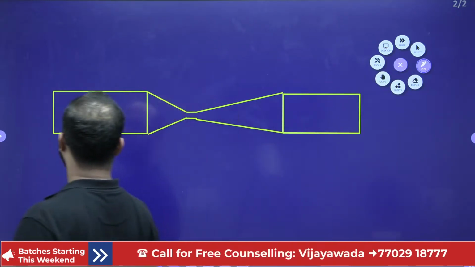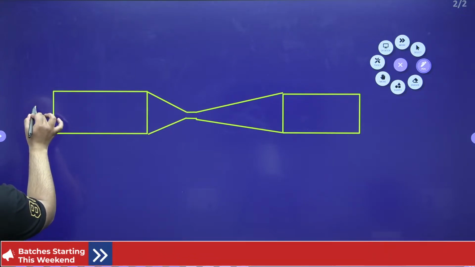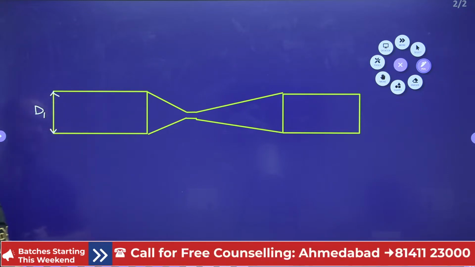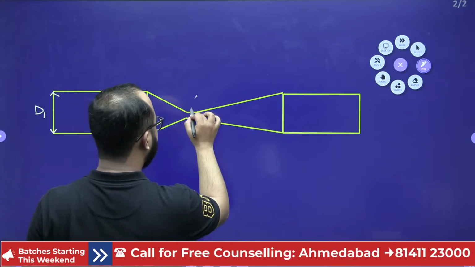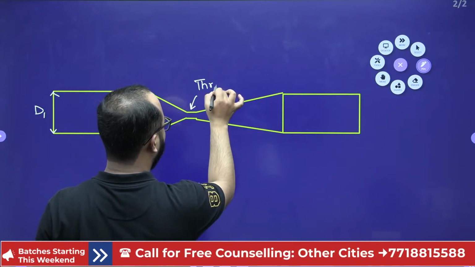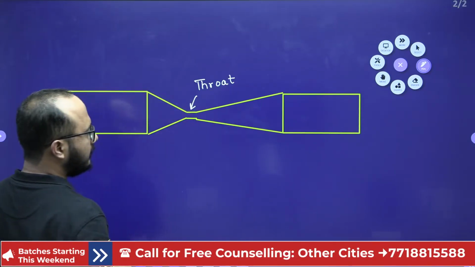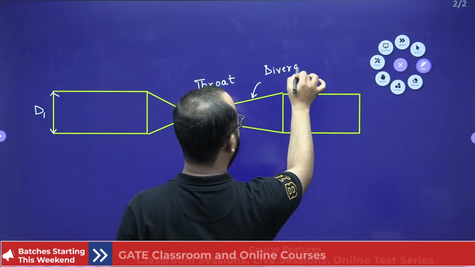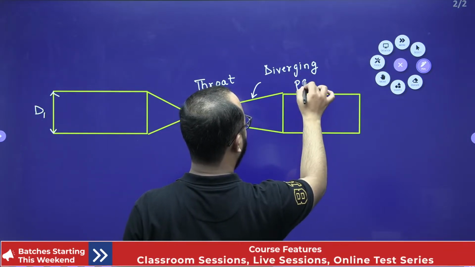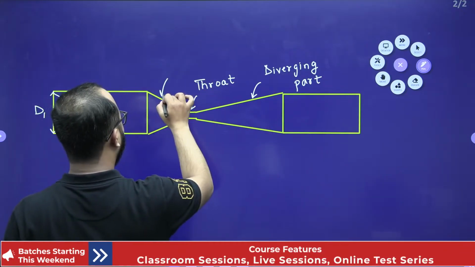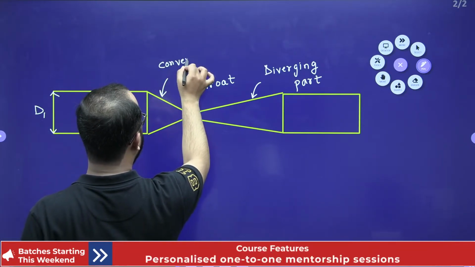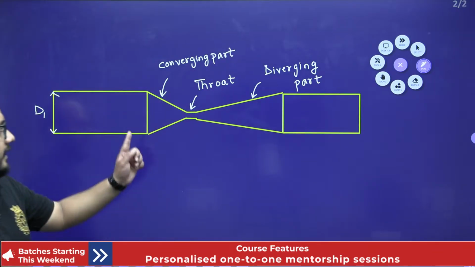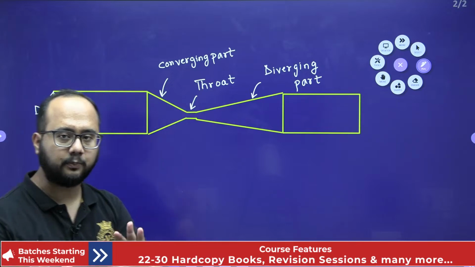Now, let's suppose the diameter of your pipe is D1. This is the throat that we have mentioned. This is the diverging part. This is the converging part. Right, converging part, throat and diverging part. I hope the points are clear.